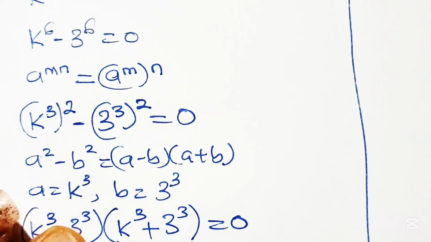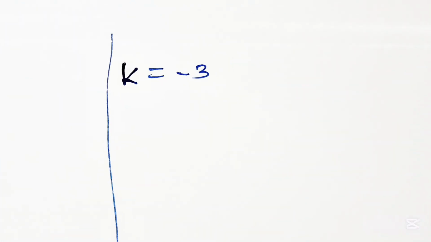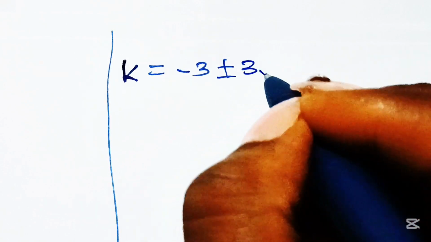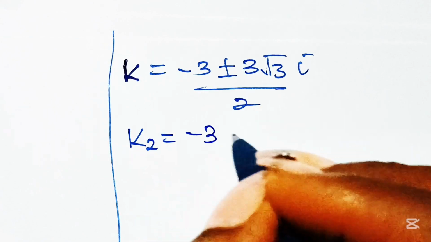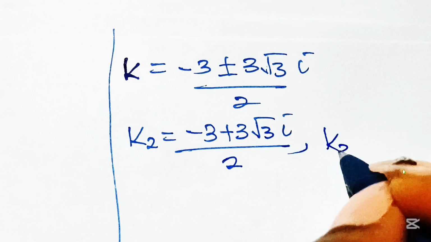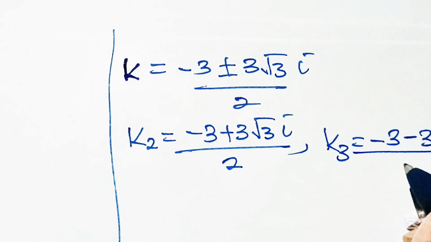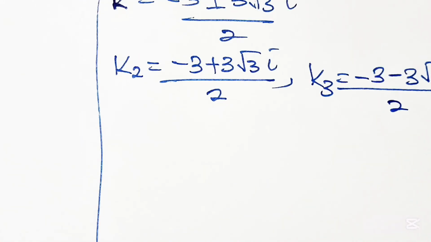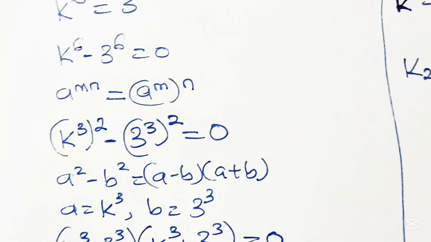All right, now we can see the second and the third value of k, because this is what we have, that k is equal to minus 3 plus or minus 3 root 3i divided by 2. That means that the second value of k is minus 3 plus 3 root 3i divided by 2, and the third value of k is minus 3 minus 3 root 3i divided by 2. Now we need to get the fourth, the fifth, and the sixth value of k, which is very easy to get. Now this is where we are going to get that from here.